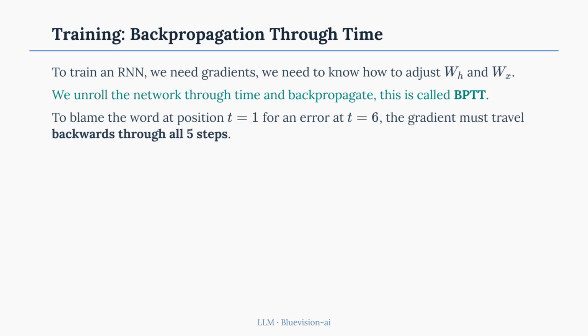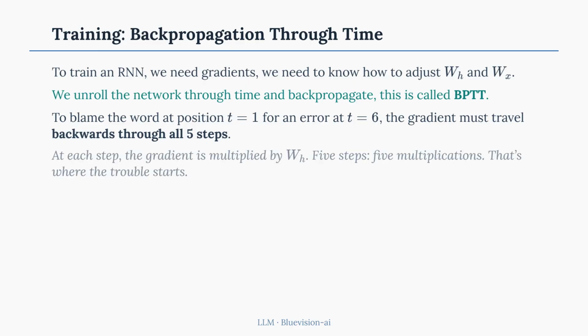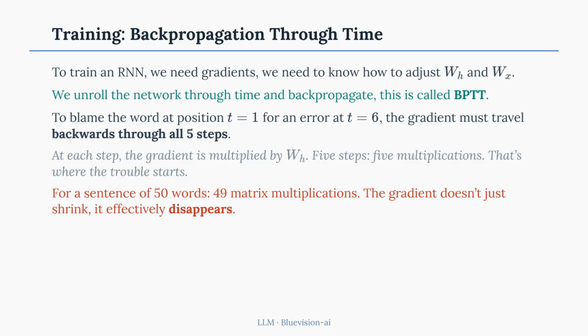To blame the word at position t equals 1 for an error that appears at t equals 6, the gradient has to travel backwards through all 5 steps between them. It starts at the output and flows left. At each step, the gradient is multiplied by W_H. 5 steps means 5 multiplications. That's where the trouble starts. For a sentence of 50 words, 49 matrix multiplications, 1 for every step back from the last word to the first. The gradient doesn't just shrink gradually, it disappears.